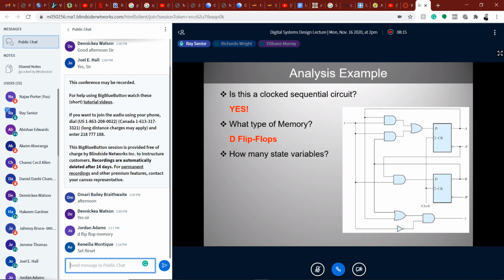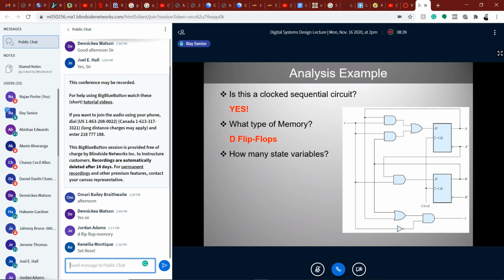Okay, we have two flip flops. Each flip flop represents one state variable, and the value that may be stored in that particular state variable is 1 or 0. So A could be 1 or it could be 0. Similarly, B in this particular instance can be 1 or 0. So those are the two state variables.